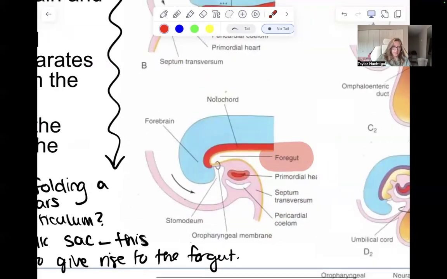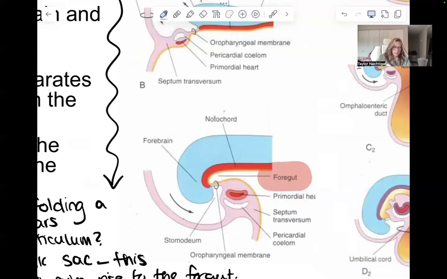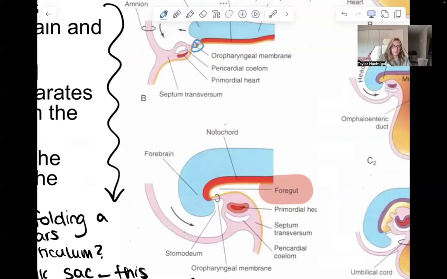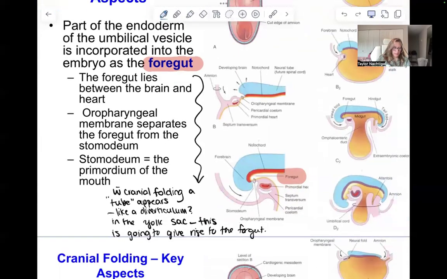here. So we see this part here getting tucked down and under and up right here. So what does it mean to say that the foregut is becoming incorporated into the embryo and is made of the endoderm? So the endoderm is this bottom layer of tissue here. Because we're getting this folding, this endoderm is sort of folded, forming a diverticulum or like a pouch. And this is going to become the mouth and then later on like the entire intestinal tract.